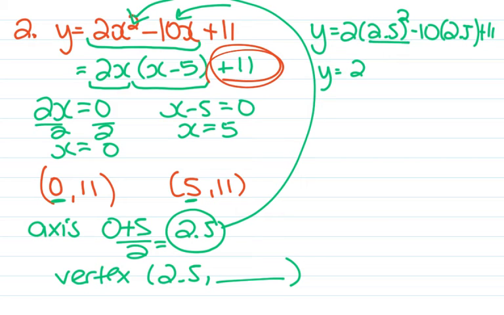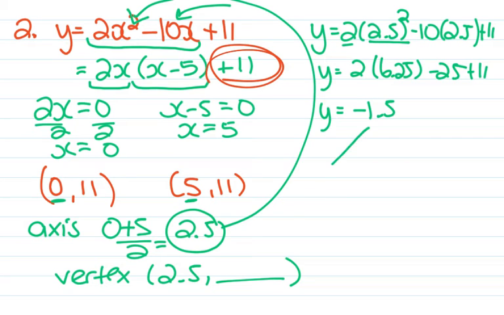So just the 2.5 here is squared, not the 2. So 2.5 squared is 6.25. Negative 10 times 2.5 is negative 25 plus 11. 2 times 6.25 minus 25 plus 11 is negative 1.5. So that's the rest of my vertex here.